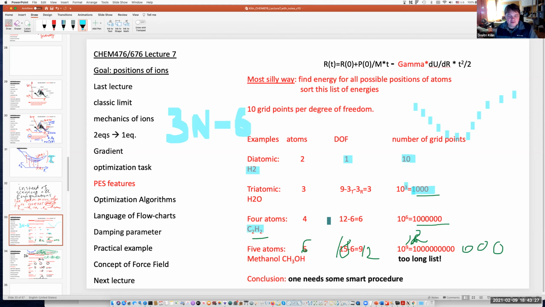If there are 4 atoms, 3n-6 will be 6. So one will need 1,000,000 grid points that we compute for each point and then plug into Excel, which is 1,000,000 is still doable. But if you go to like methanol, how many atoms? 3 plus 1, 4, 4 plus 1, 5, 5 plus 1, 6. So 6 atoms, it should be like 3n-6.